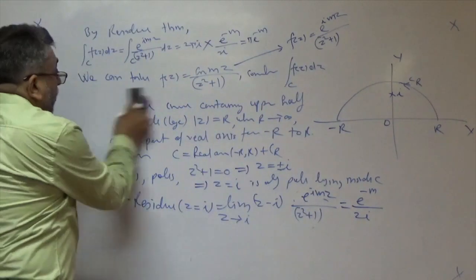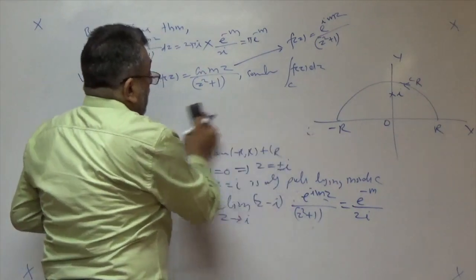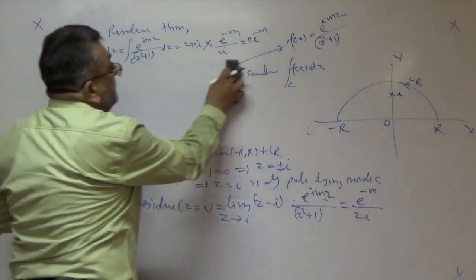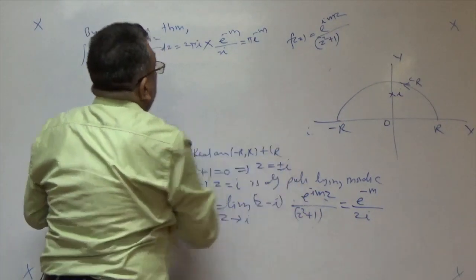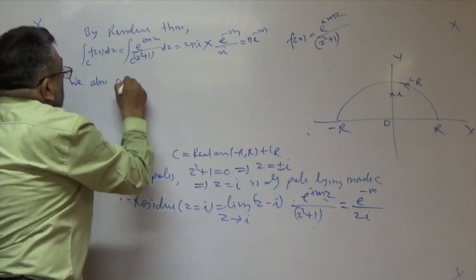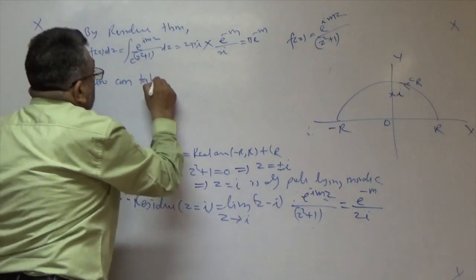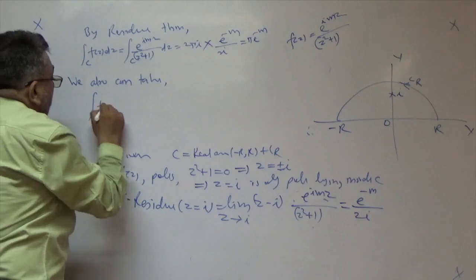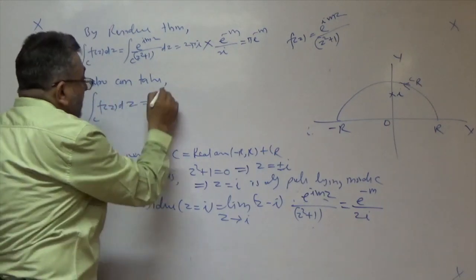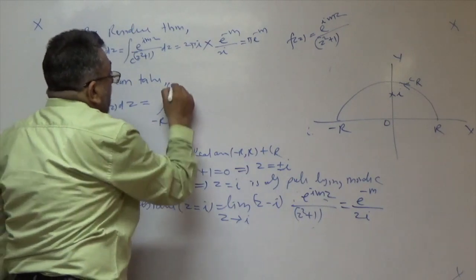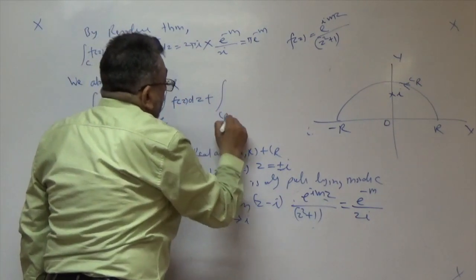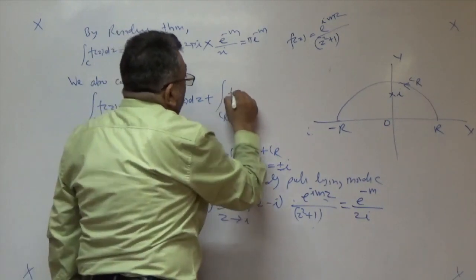And now we can also take the integral over C of f(z) dz, because C consists of two curves, so this is equal to the integral from minus R to R of f(z) dz plus the integral over C_R of f(z) dz.